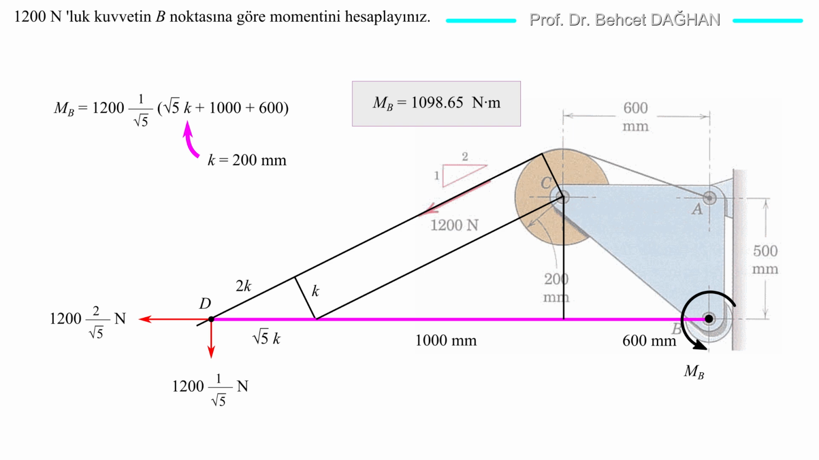Since the horizontal component passes through B, it doesn't create a moment. The moment arm of the vertical component is square root 5K plus 1000 millimeters plus 600 millimeters. We find the moment by performing the necessary calculations. We find the same value.